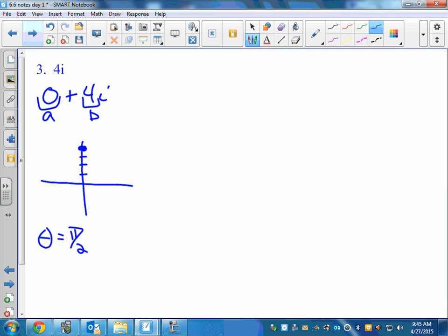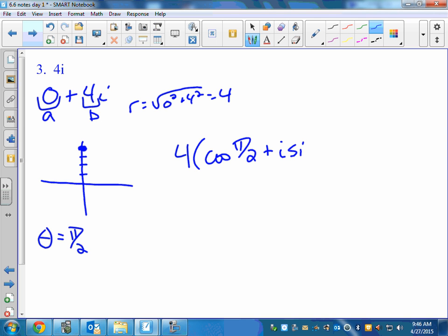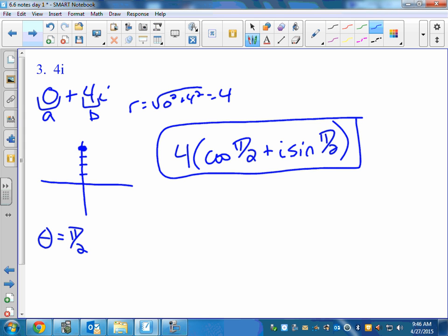If you didn't know it was 4, if you do the formula, you would get 0 squared plus 4 squared, which is just going to give you 4. But if it's on the x or the y axis, it's just going to be that number. So 4 times cosine of pi halves plus i sine of pi halves. And just so you know, if you work that out, you do get back that answer. Cosine of pi halves is 0, so you get nothing. Sine of pi halves is 1, and 1 times 4 is where I get the 4i. So don't overthink some of these. They're not that bad, right?